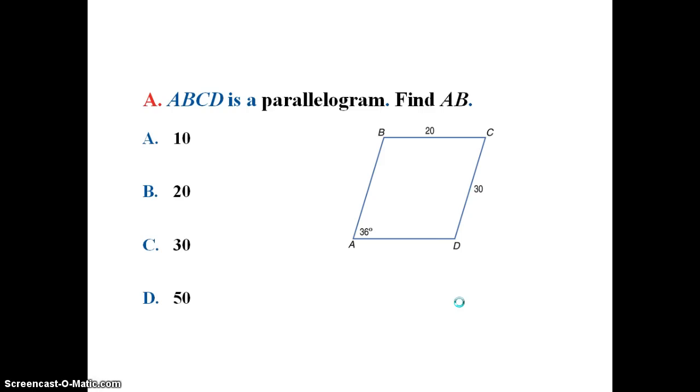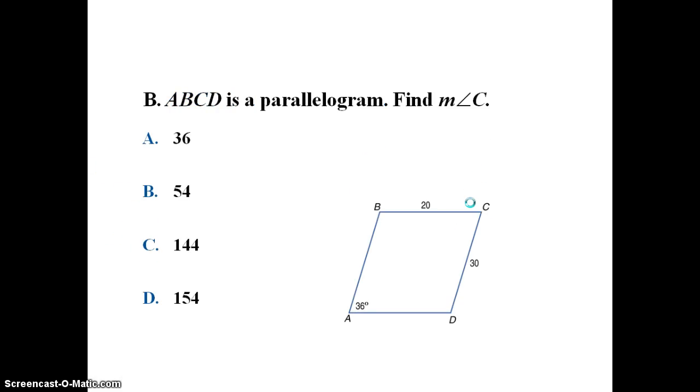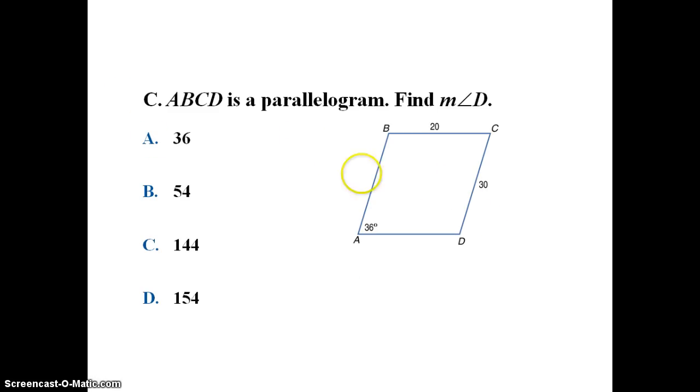ABCD is a parallelogram. Find AB. Well, the side across from it is 30, so that's going to be 30. ABCD is a parallelogram. Find the measure of angle C. Well, angle C is across from it, so it's going to be 36. ABCD is a parallelogram. Find the measure of angle D. Angle D is consecutive to angle A. That means they're supplementary, so D would have to be 144.